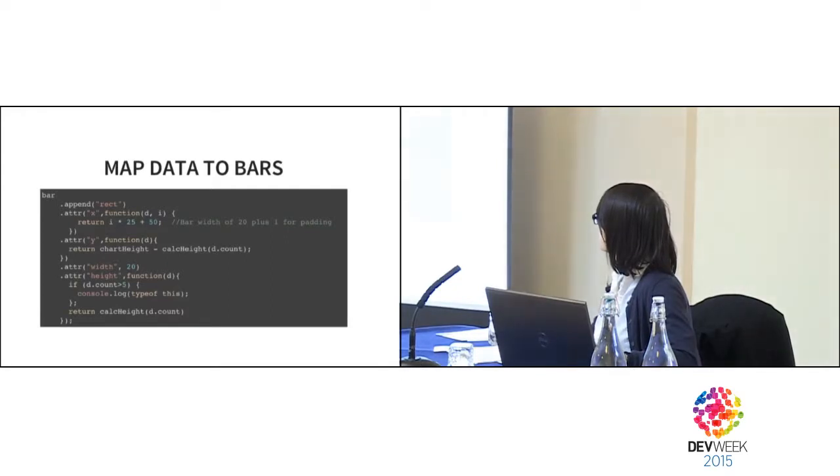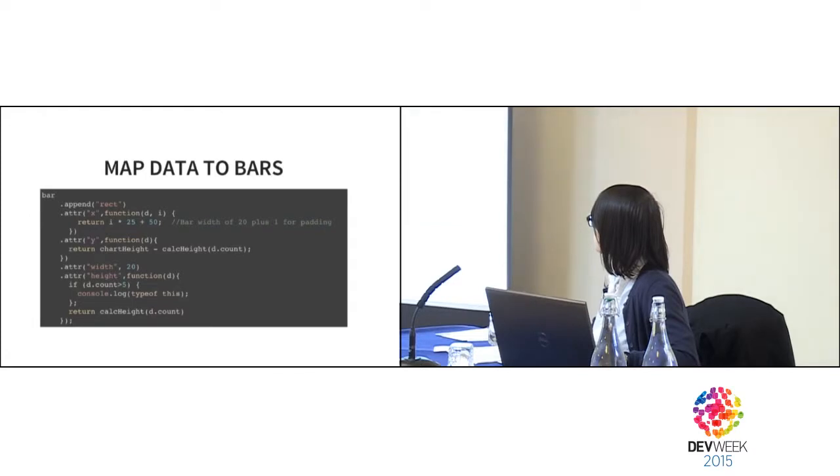So here we're setting the XY position according to D. Now D is being returned by this data function. That's not very clear, but that's just how D3 is. Width is like, let's make all the bars 20 pixels wide, and the height, we're looking at the D value. Oh, that's a debugger statement, then we're returning the height.